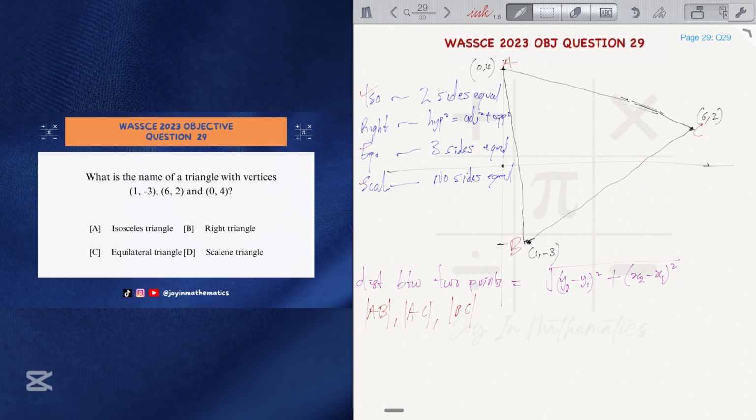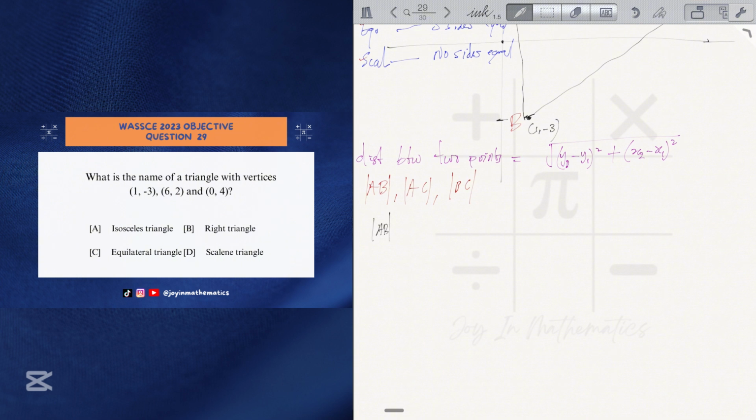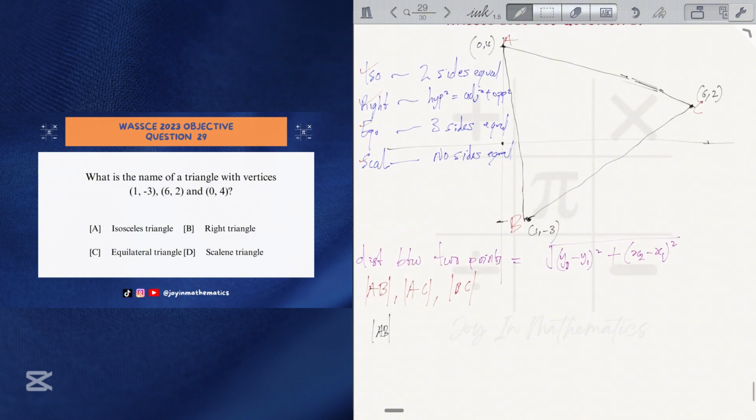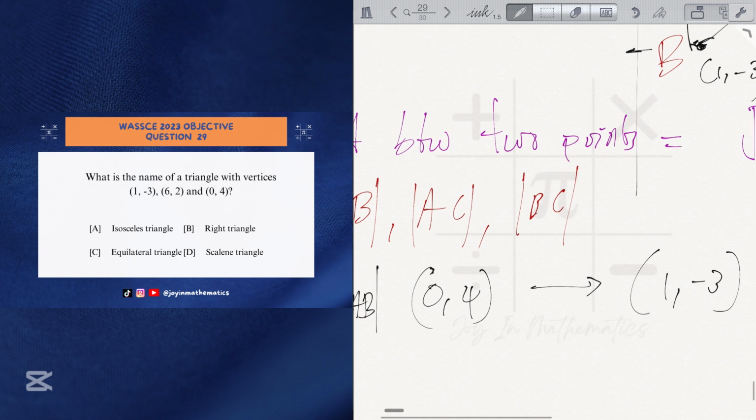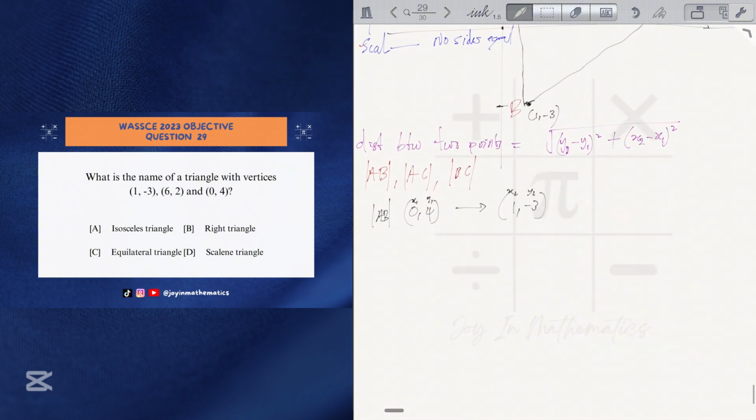And if the square of one is the sum of the other two squares, then it is right angled in nature. So let's begin with distance AB. Distance AB means that we are considering A to be the initial and B to be the final. So that means we are saying (0,4) going to (1,-3). If we label this x1, y1, x2, y2, we are using the formula of distance between 2 points.